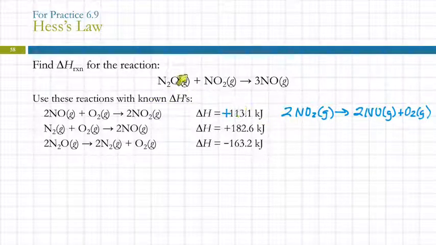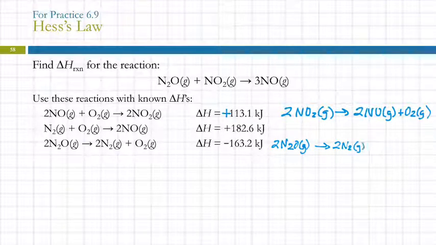I've got the NO2 as a reactant. I need N2O also as a reactant. This second equation doesn't have N2O, but this last one does. So I'm going to put this one in here so that I can get N2O on the left. So 2 N2O gas is going to make 2 N2 gas plus O2 gas. Did I do anything to the equation? No. I don't need to do anything to delta H.